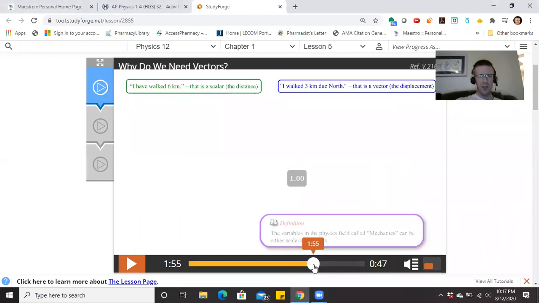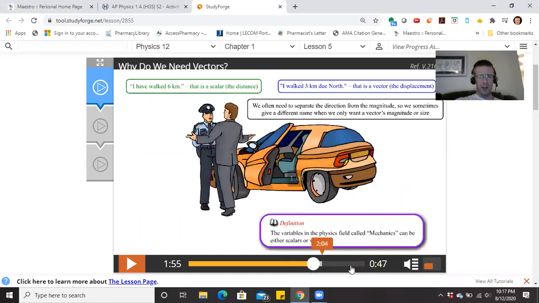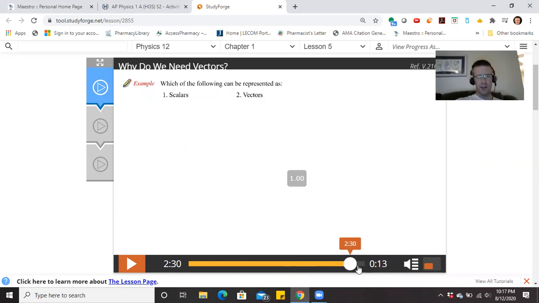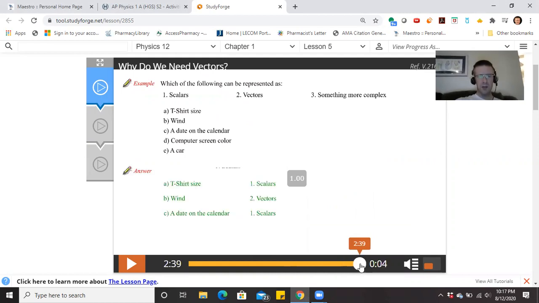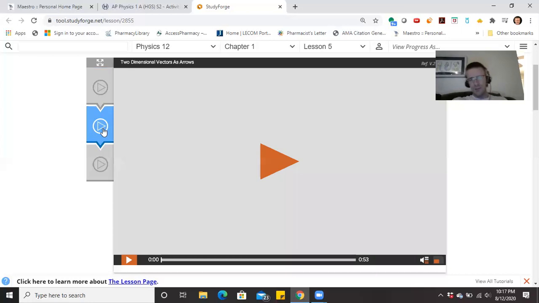Okay, so here are some more examples. I'm going to skip over these. Feel free to look at those yourself. Here's some more practice. Practice question asking which of these can be represented as scalars, vectors, or something more complex. Try that out. I don't want to reveal the answer though. I want you to try it on your own. Let's go to the next video in the segment.